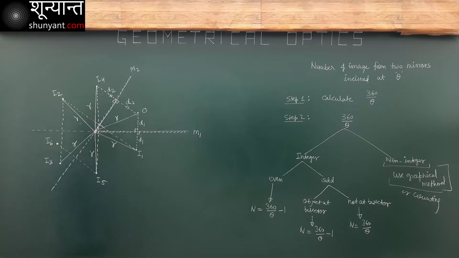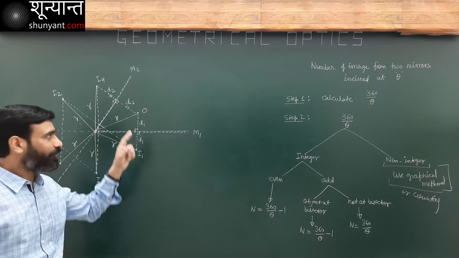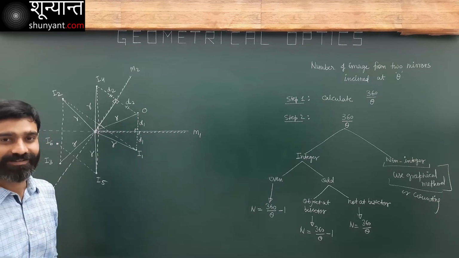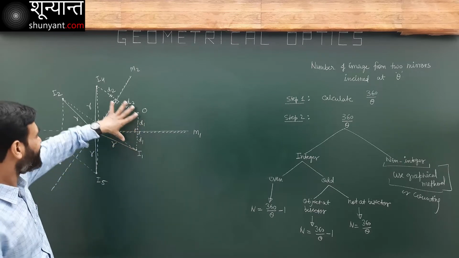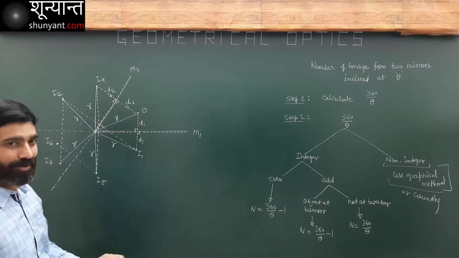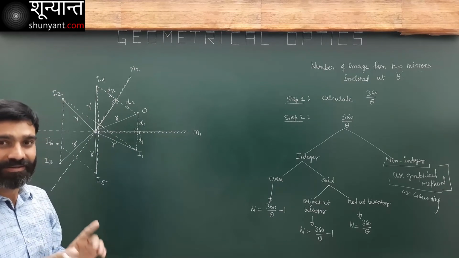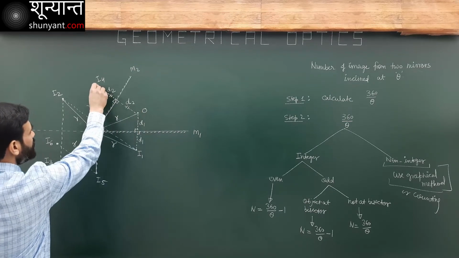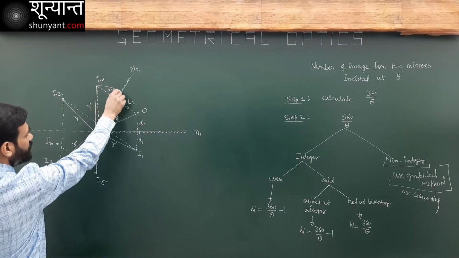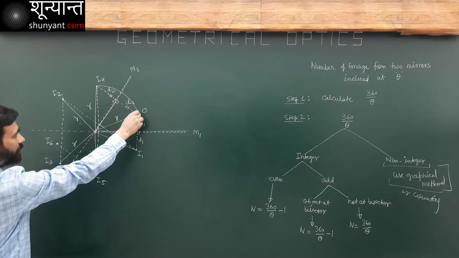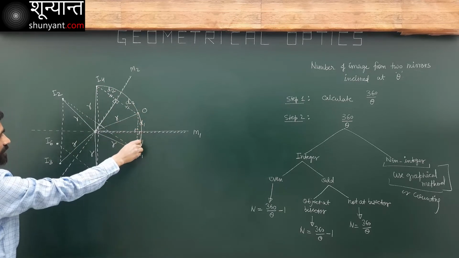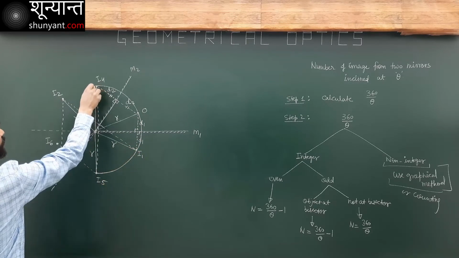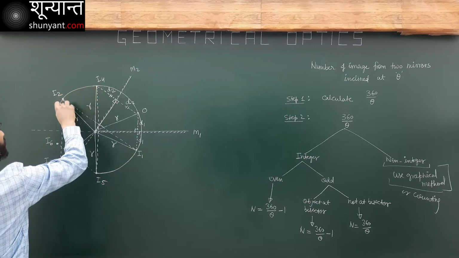What it means? You got the idea. Every object and every image, all of them are on a circle. Every object, every image plus the object, all of them are going to be on a circle. Okay, it's like this. You can just join them with a circle like this. The object and all the images are going to be on a circle. A beautiful thing.